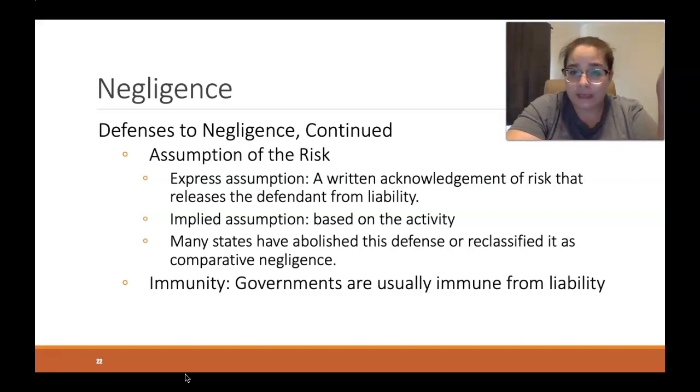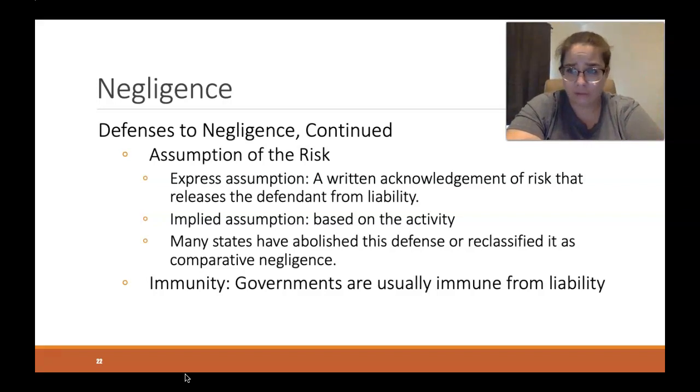Oftentimes, when you go get a lift ticket to go skiing or snowboarding, for all you folks that are winter sport people, when you sign for your lift ticket, you are basically agreeing to indemnify the ski resort that you're skiing at so that they're not held liable for anything that happens to you while you're skiing or snowboarding there. That is called an express assumption of the risk. You are recognizing by written acknowledgement that there is a risk involved in the activity that you are going to engage in and that you are releasing them from any liability.